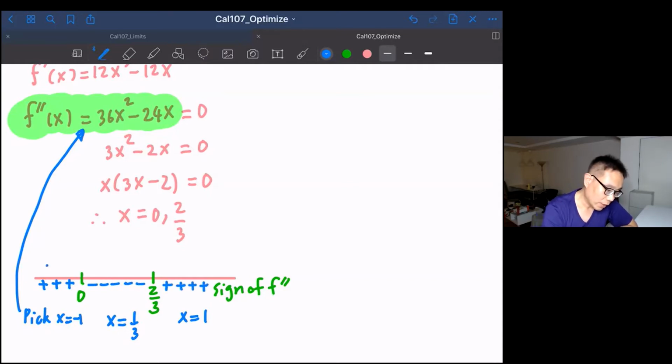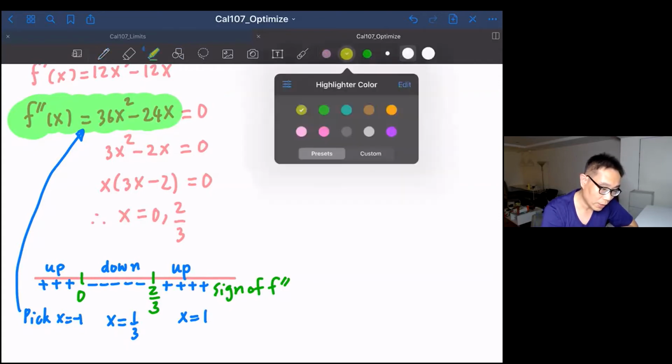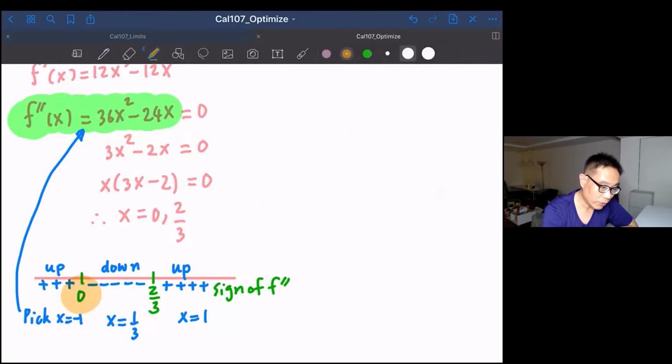So this is going to be concave up, concave down, and concave up. This gives you the sign of f double prime. You see 0 turns out to be an inflection point, and 2/3 turns out to be an inflection point, because the concavity goes from up to down, and then down to up.